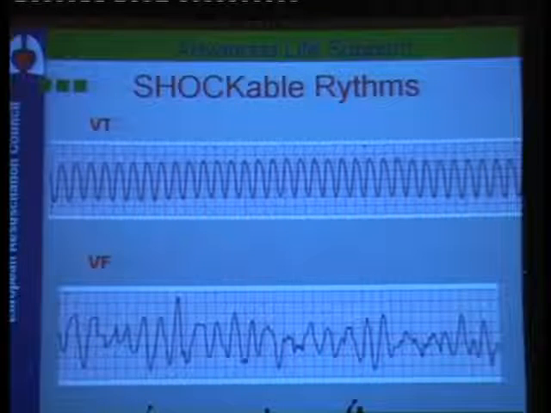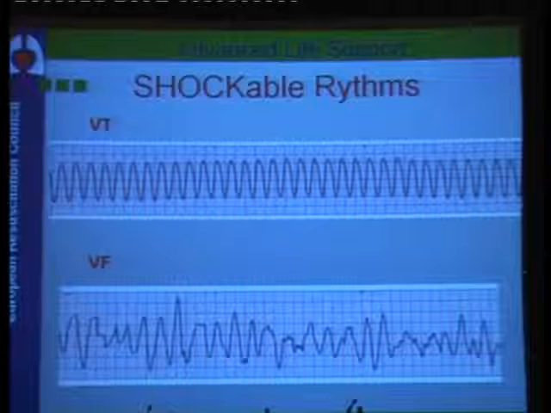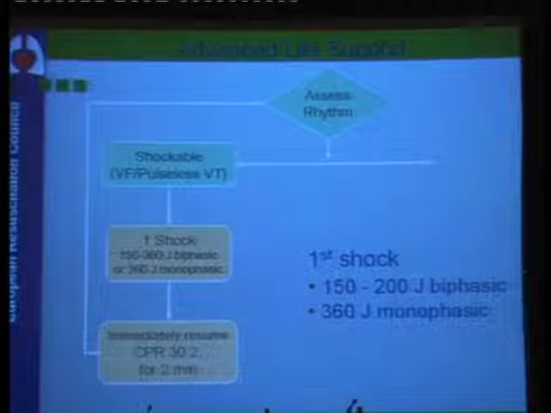As soon as you put the gel pads and the paddles, you are thinking whether this patient has got one of these 2, VT or VF, then I will use the electricity. I'll defibrillate. If not, this machine is not needed. If it is needed, then you give immediately 1 shock.